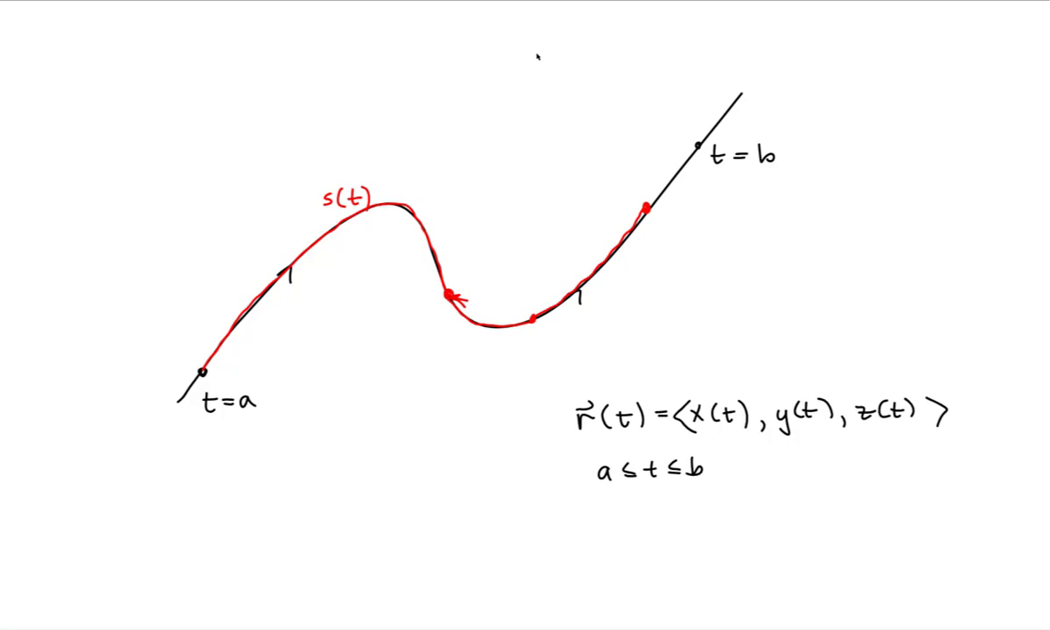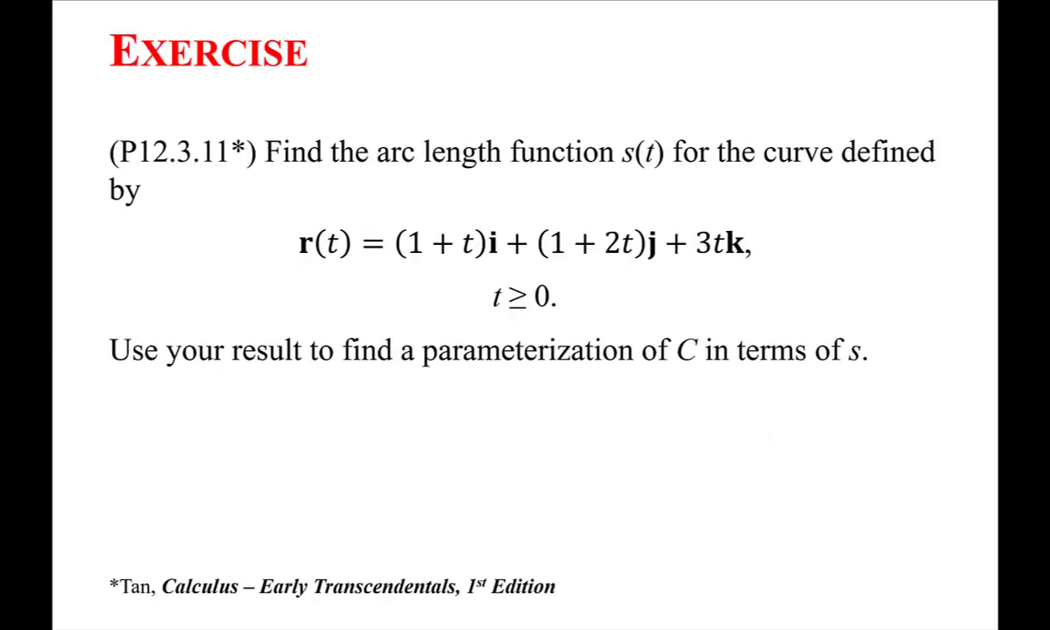Let's explore this with an example. Find the arc length function s of t for the curve defined by the position vector function with an x component of 1 plus t, a y component of 1 plus 2t, and a z component of 3t, for the interval ranging from 0 to infinity, so all positive values of t. Then we're going to use our result to find a parameterization of the curve in terms of the arc length.